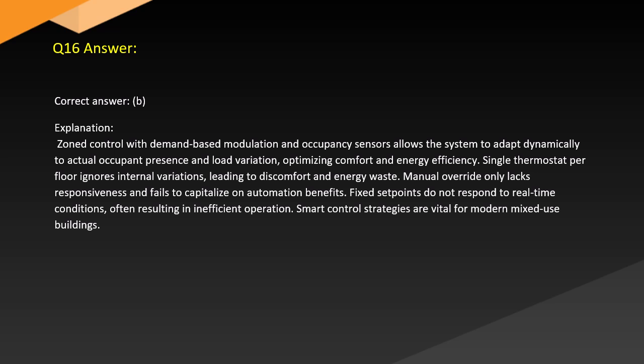Answer. Correct answer: B. Explanation. Zone control with demand-based modulation and occupancy sensors allows the system to adapt dynamically to actual occupant presence and load variation, optimizing comfort and energy efficiency. Single thermostat per floor ignores internal variations, leading to discomfort and energy waste. Manual override only lacks responsiveness and fails to capitalize on automation benefits. Fixed set points fail to respond to real-time conditions, often resulting in inefficient operation. Smart control strategies are vital for modern mixed-use buildings.